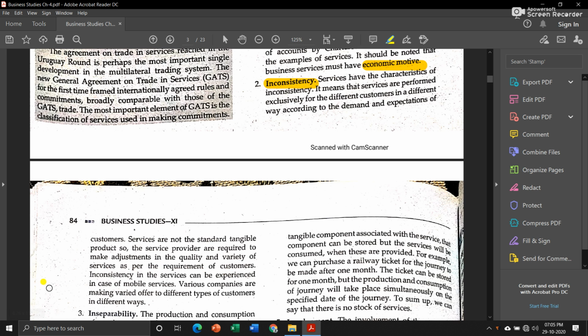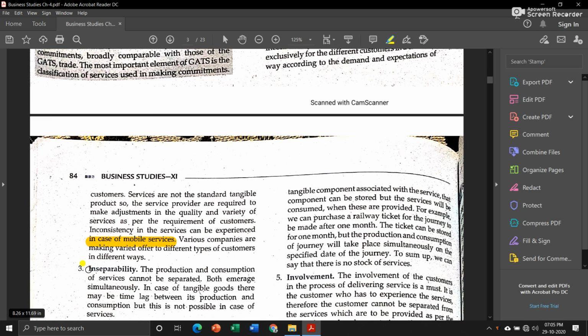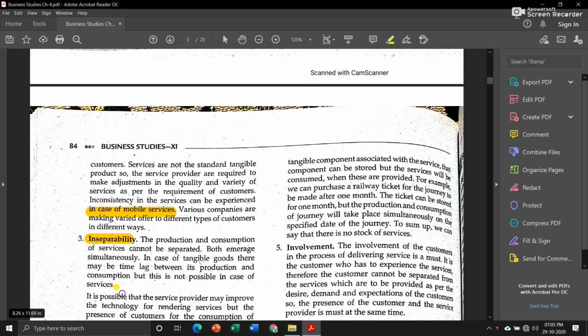Inconsistency in the services can be experienced in the case of mobile services. Various companies are making varied offers to different types of consumers in different ways. Then the third I is inseparability. The production and consumption of services cannot be separated. Both emerge simultaneously. In the case of tangible goods, there may be a time lag between its production and consumption, but this is not possible in the case of services.